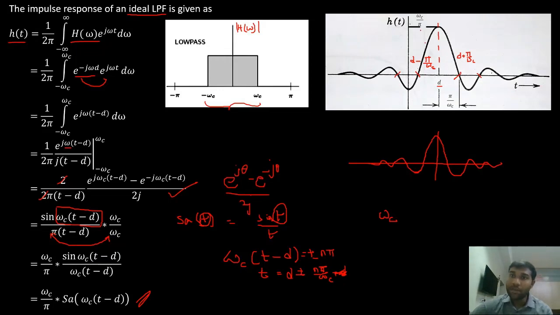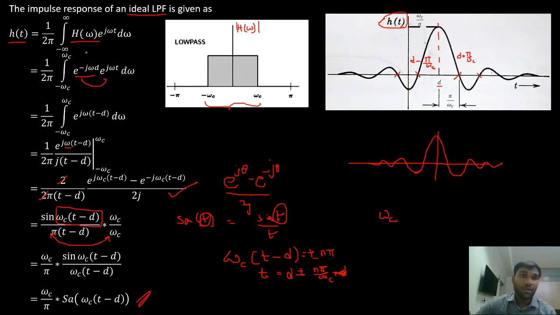Then what is my amplitude at d? When t is equal to d, what is my amplitude? When t is equal to d, sampling of 0 is 1, and I have a multiplicative constant of omega c by pi. So 1 into omega c by pi. That is the maximum amplitude of my sampling function, the maximum amplitude of this impulse response of the ideal low pass filter. So this is the method to find the impulse response of an ideal low pass filter.